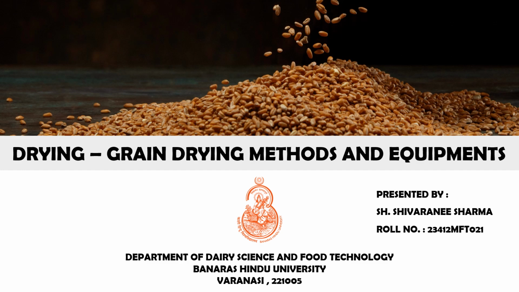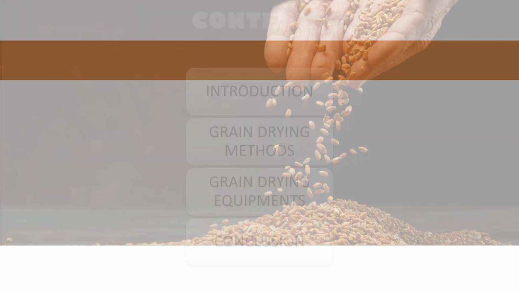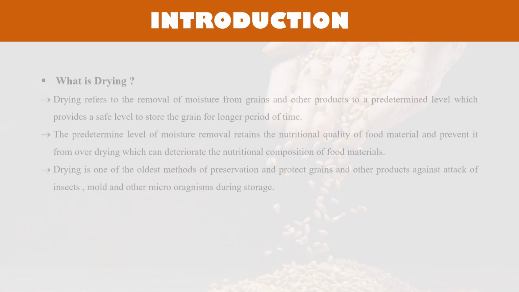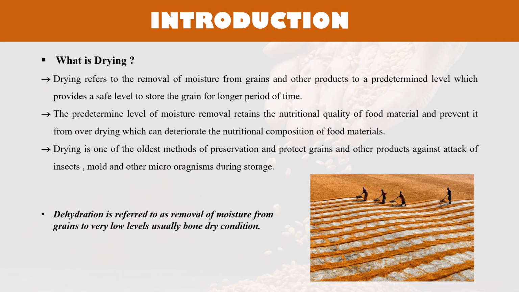First, coming to the contents of my slides, here is the contents of the slide. First, introduction. So what is drying? Drying refers to the removal of moisture from grains and other products to a predetermined level, which provides a safe level to store the grain for a longer period of time.